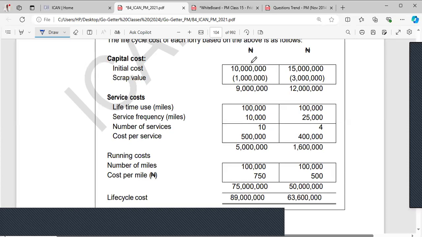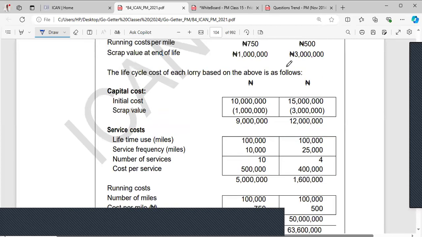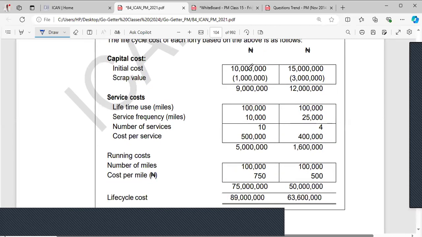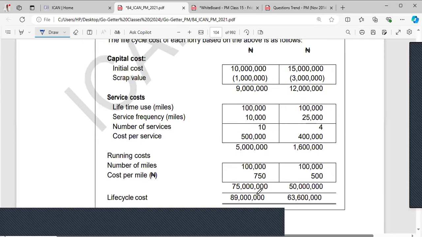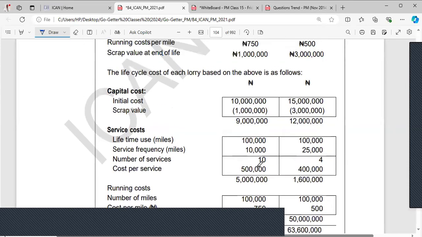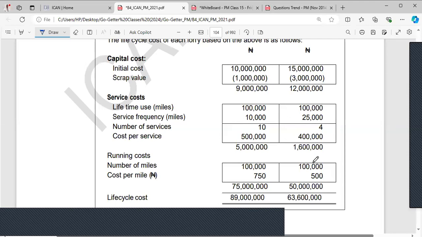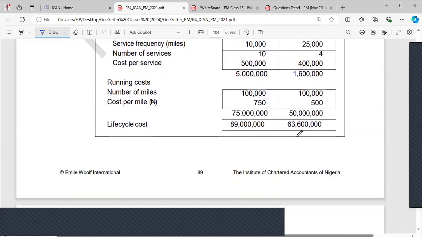So you are looking at not just the initial cost. If you are deceived by the initial cost to go for this 10 million, you end up spending a whole life cycle cost of 89. Whereas if you have checked all the costs involved, you'll be spending in the second one 63,600,000.